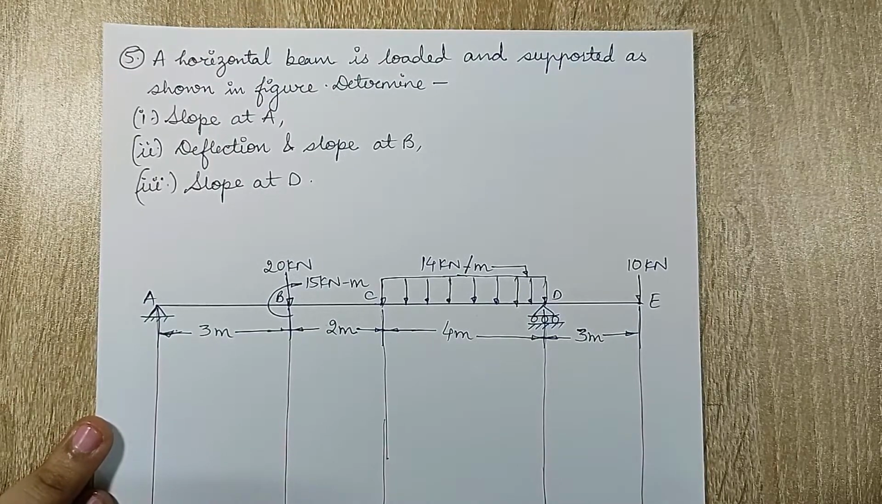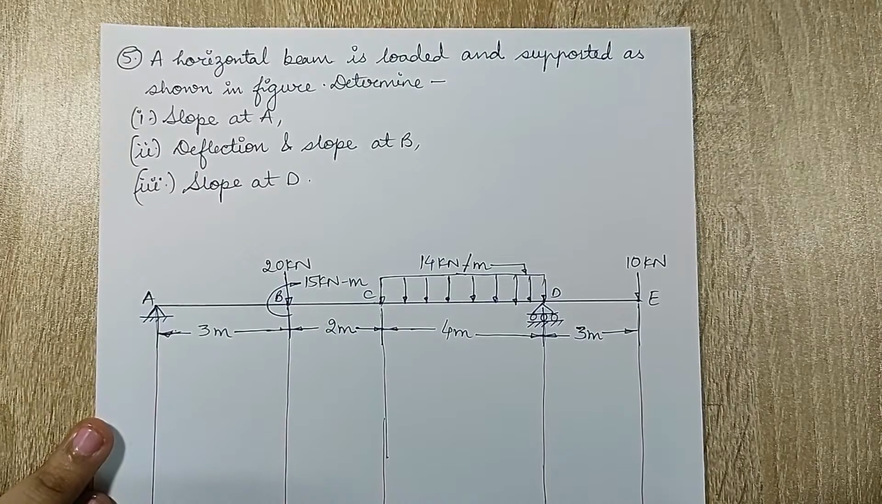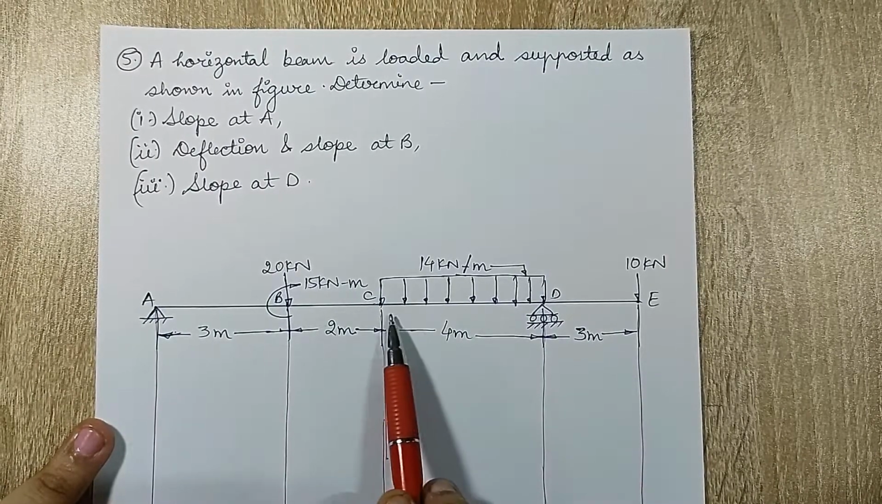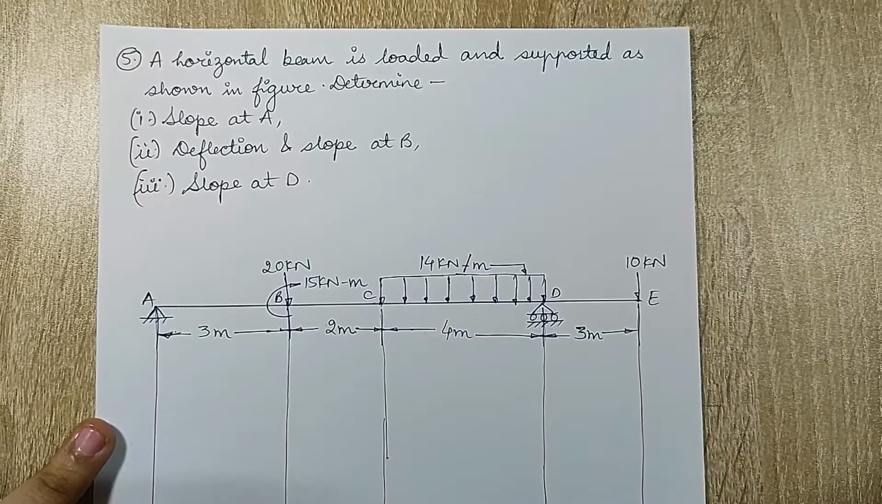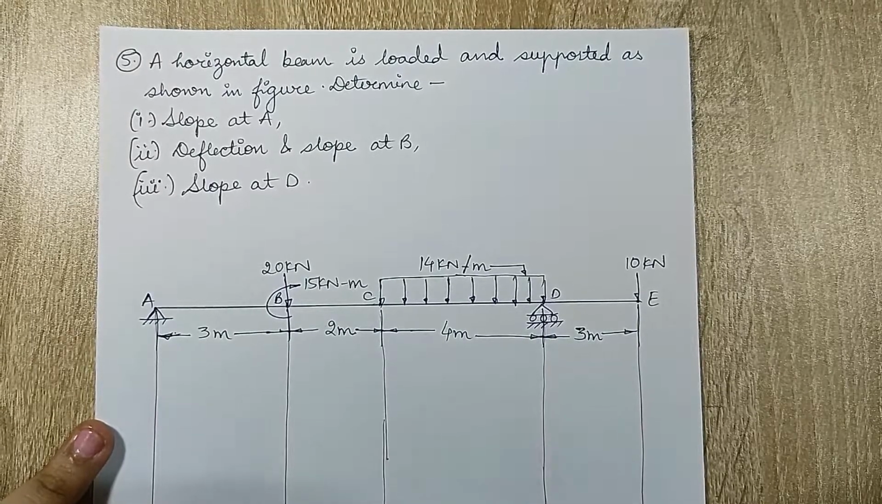Welcome to the next session of Strength of Materials. In this session, I am going to discuss the fifth numerical on Macaulay's method. This numerical is different from the previous four numericals because in this question, I am going to have a UDL. So, I will basically show you how to solve a beam for its deflection calculation and slope calculation when there is a UDL on the beam.